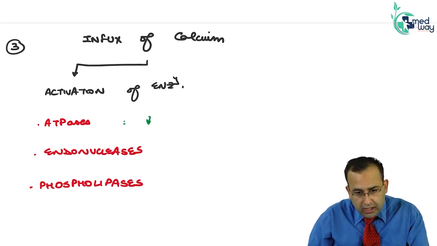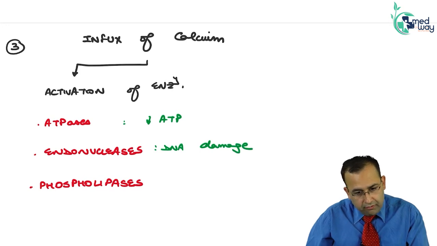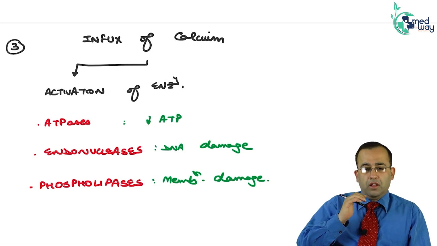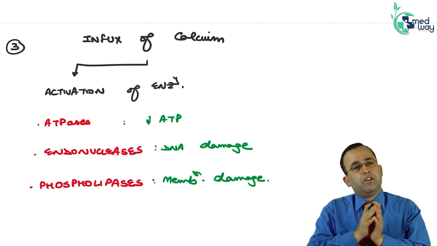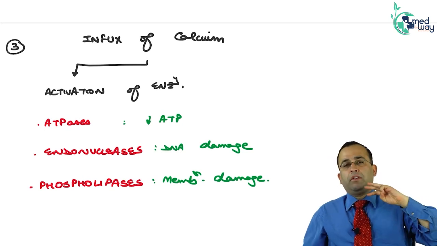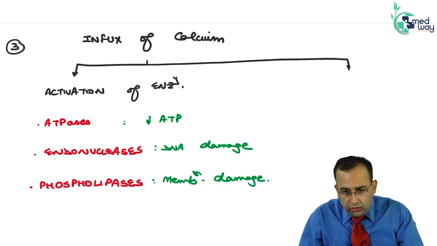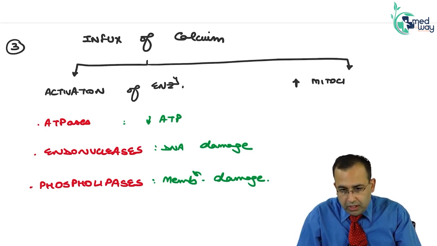ATPase reduces the ATP. Endonucleases cause DNA damage, whereas phospholipases cause membrane damage. So influx of calcium is responsible for activation of enzymes, in turn leading to reduced ATP, DNA damage and membrane damage. On the other hand, influx of calcium also increases mitochondrial permeability.